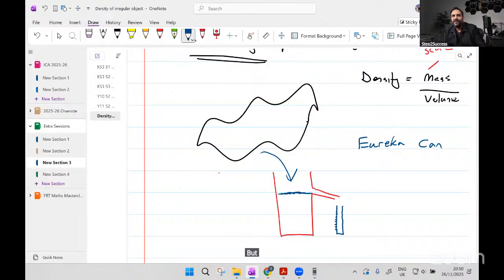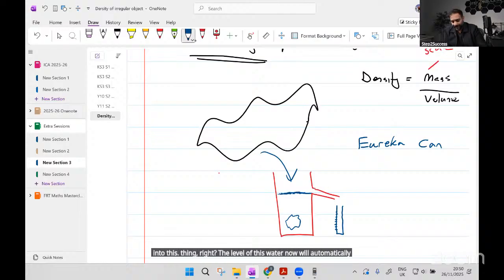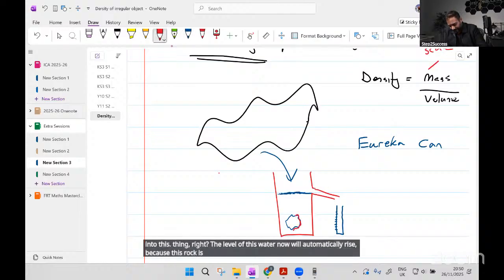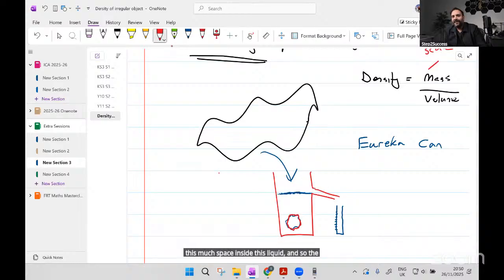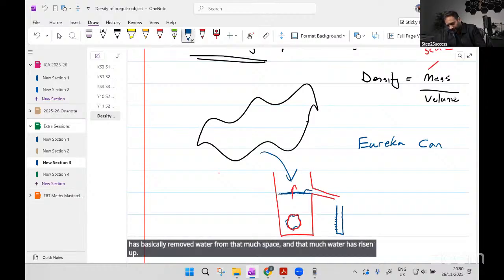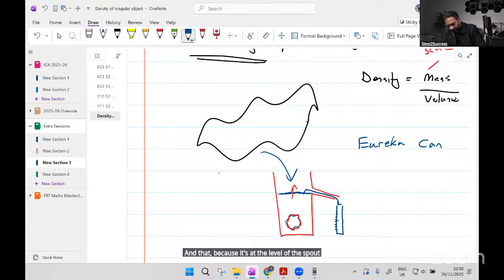Because if I drop this rock into this, the level of the water will automatically rise because this rock is now taking up this much space inside the liquid. The amount of space it's taken up has basically displaced that much water, and that much water has risen up. Because it's at the level of the spout, it will go down the spout and into the measuring cylinder. And we will have some water in here.